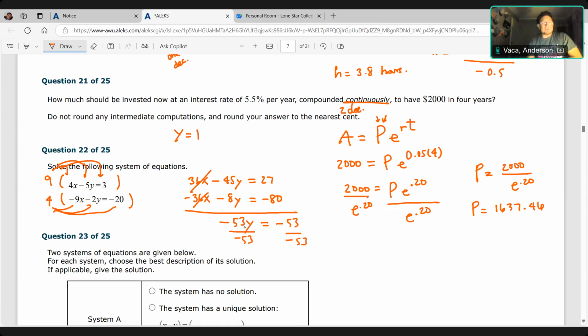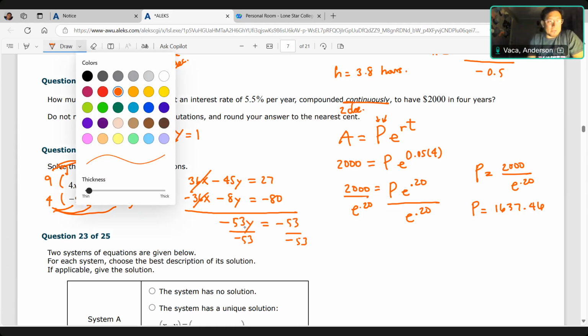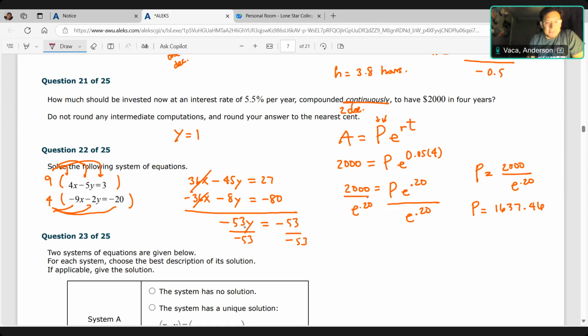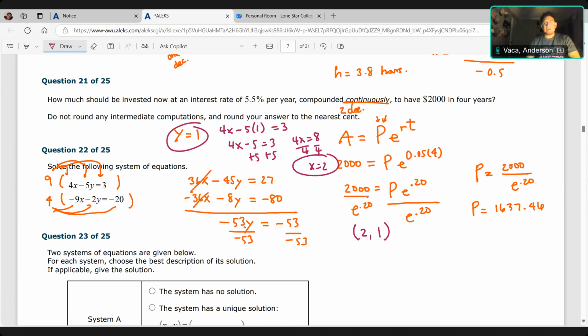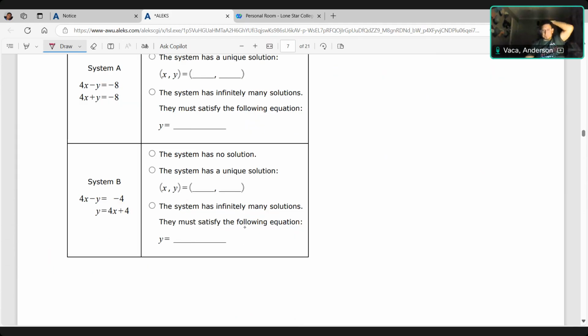So now we can go ahead and use, doesn't matter which equation we use now, to find the value of x. 4x minus 5 times 1 is equal to 3. 4x minus 5 is equal to 3. Let's add 5. We get 4x is equal to 8. Dividing by 4, we get x is equal to 2. So the answer is 2, 1. Okay. Moving on to the next example.